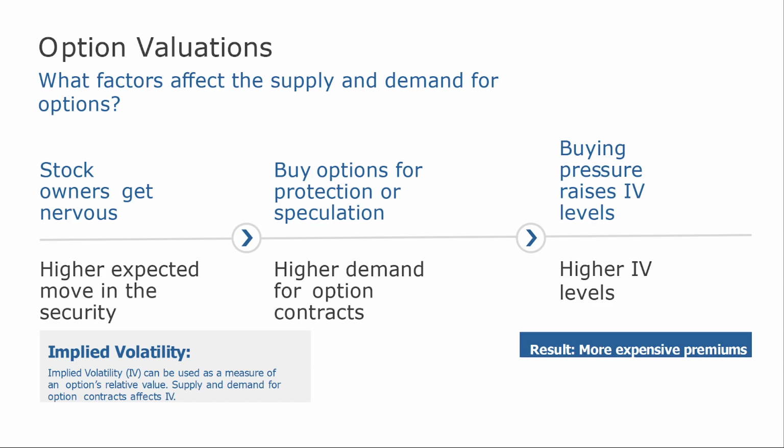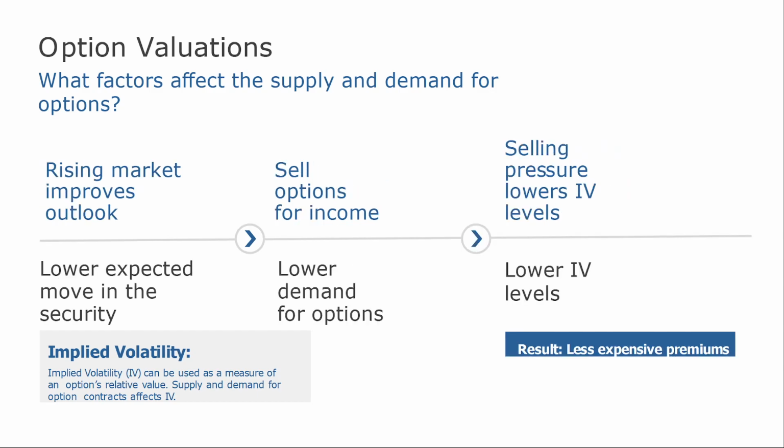So the implied volatility can be used as a measure for an option's relative value. The supply and demand for option contracts affects volatility, among other stuff. But the base is going to be the supply and demand, which is going to be caused by different factors like announcements, Fed decisions, politics, earnings, fundamentals, macro factors, and so on.